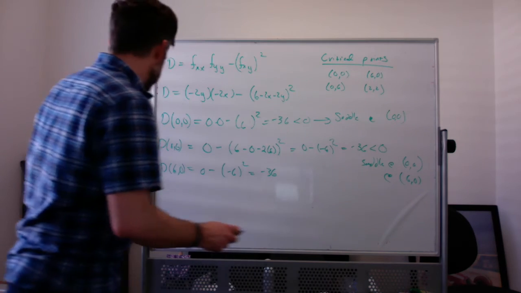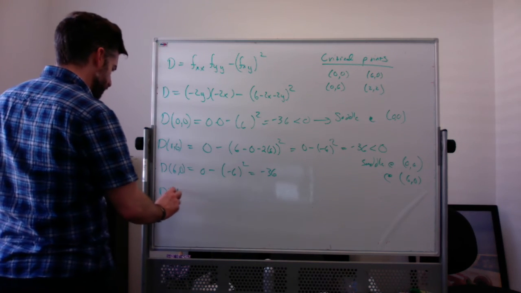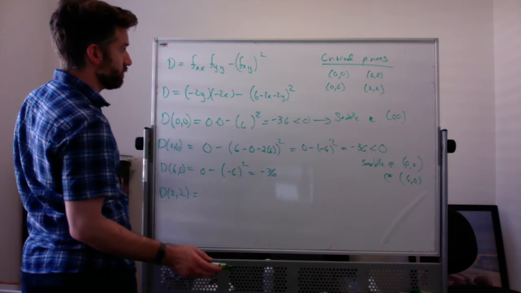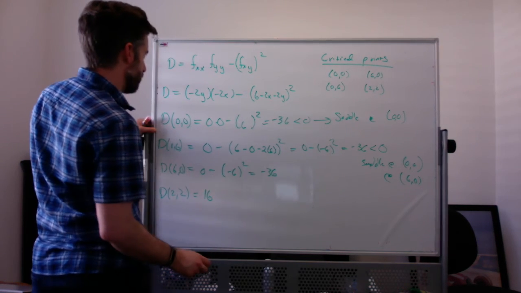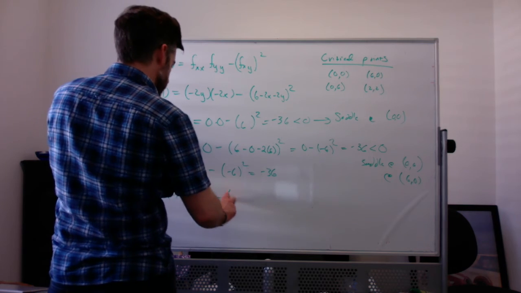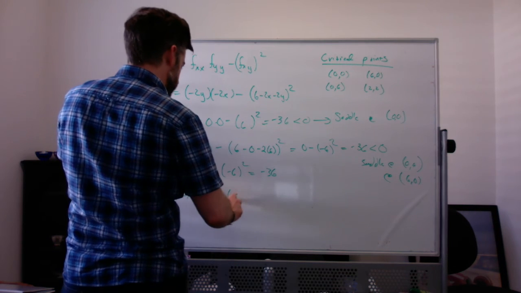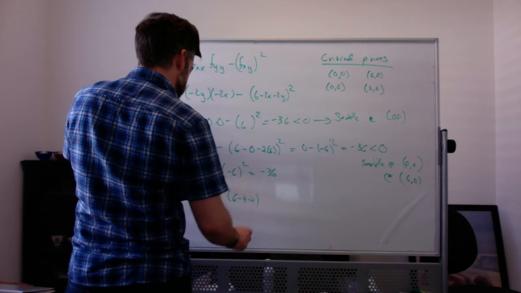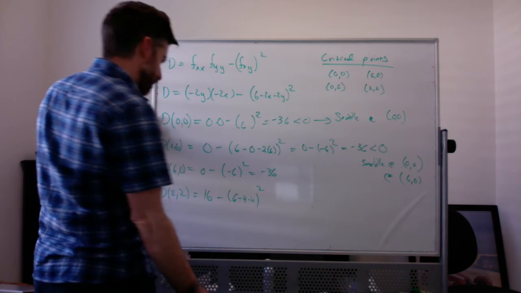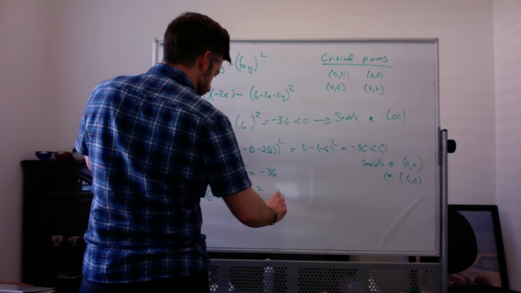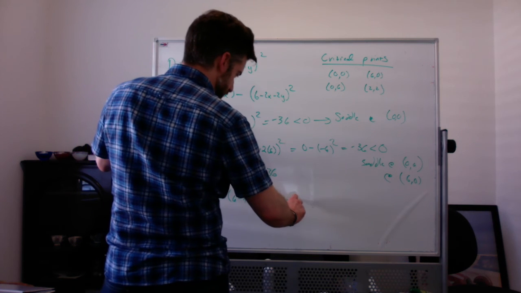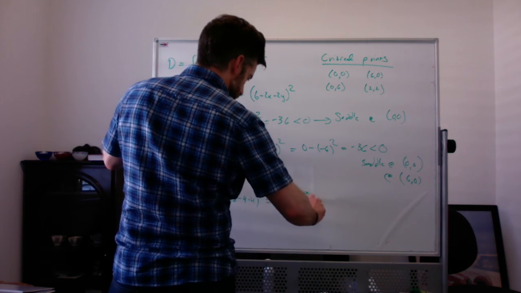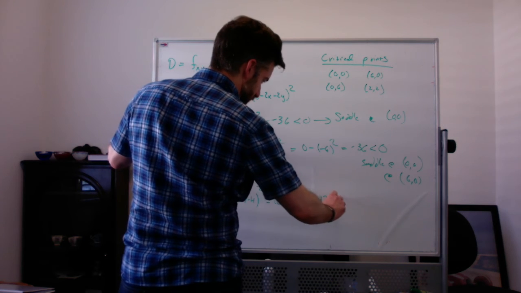And then finally, at the point 2, 2, we're going to get negative 4 times negative 4, which is positive 16, minus 6 minus 4 minus 4. I can do math, right? 16 minus, 6 minus 4 is negative 2 squared, which is 16 minus 4, which is 12, which is positive.